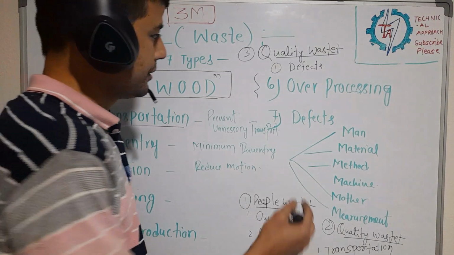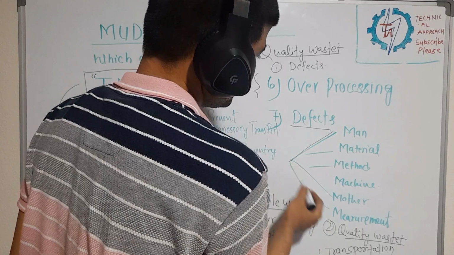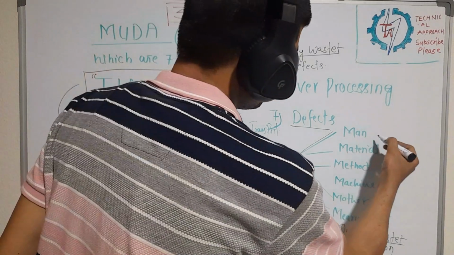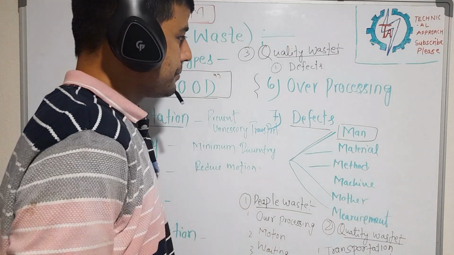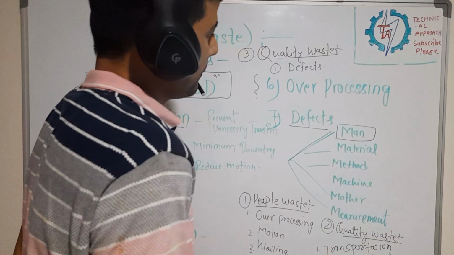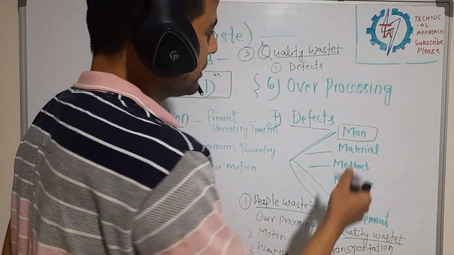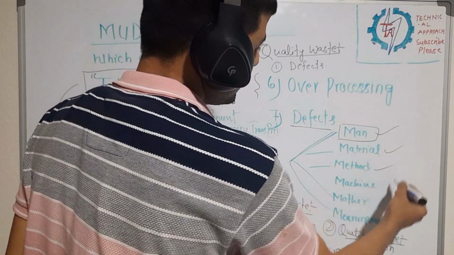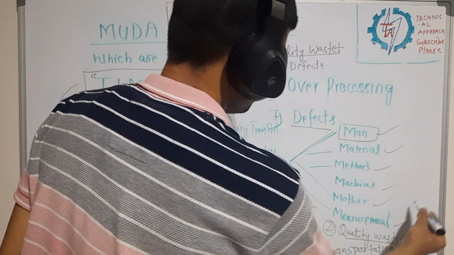Defect, I define it. Defect can be caused by all these points: through the man, through the material, through the method, through the machine, or mother nature, or measurement.